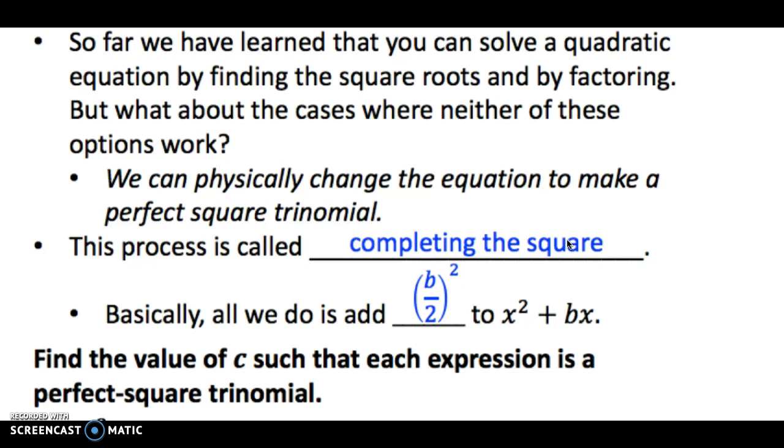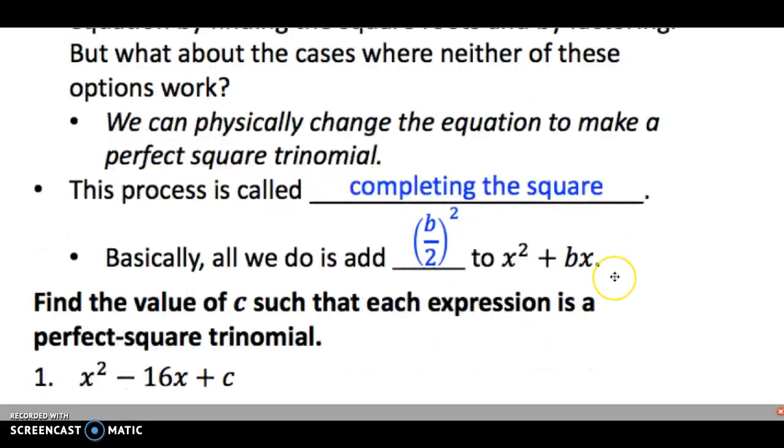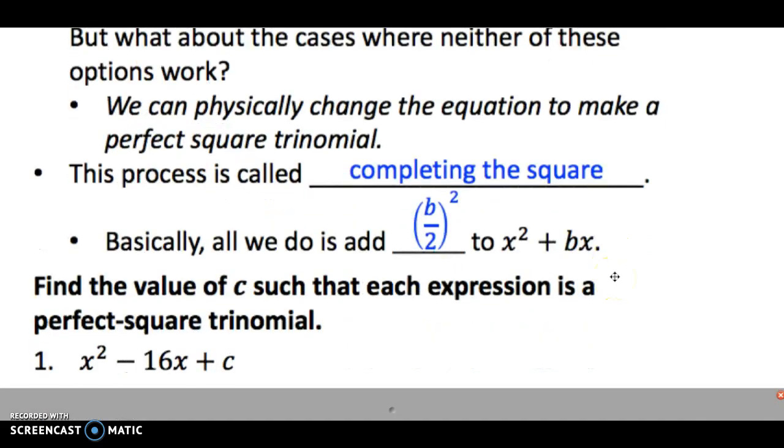So we can physically force a change on the equation to make it a perfect square trinomial, and this process is called completing the square. Basically, all you have to do is take half of your b term and square it. Remember, in a trinomial, you have x squared plus bx plus c, right? So all we do is take half of our middle term and square it, and that becomes our c term.